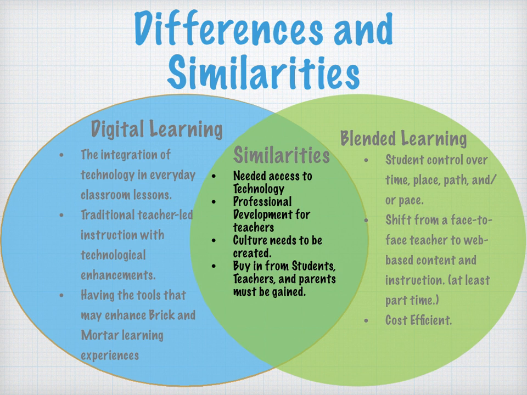So, what are the similarities between digital learning and blended learning? First off, in order to apply either of these two models, a student needs to have access to technology. It is very important for students to have access to technology either at home and at school, or being provided with the tools, supplemental devices that they can take home, or supplemental devices that they can use at school.